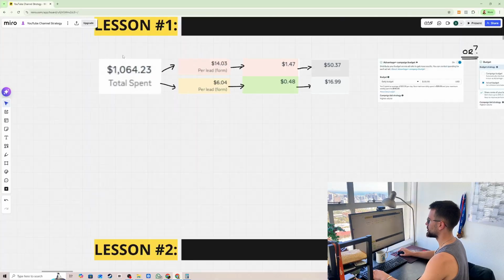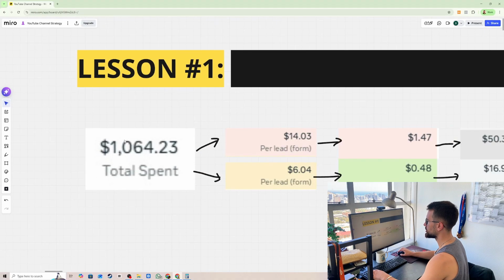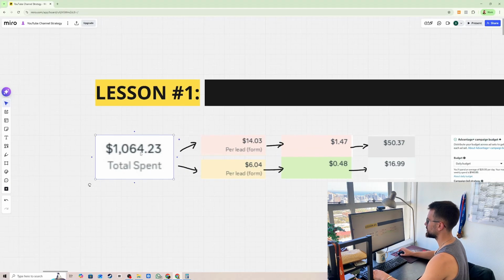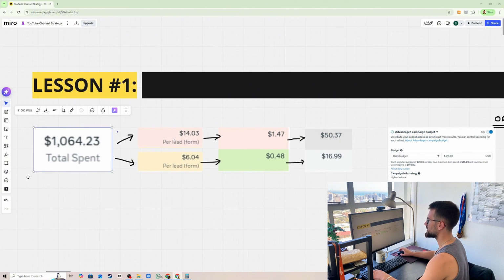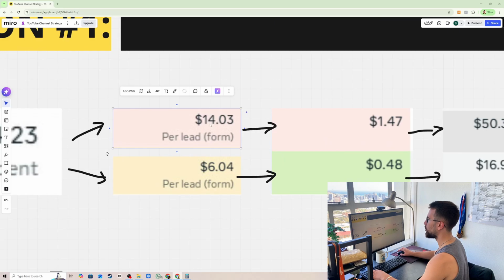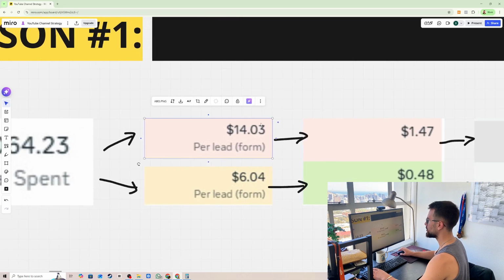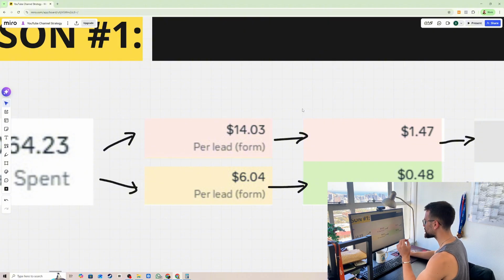Lesson number 1. So we did a $1,000 test in the month of Jan just to see if the algorithm changed at all. And what happened with this test is we found one setting made our lead cost over double. So this one setting means that you could take your lead cost from, let's say, $14 a lead down to $6 a lead. So this setting is so powerful, so strong that it could literally slash your lead cost in half.